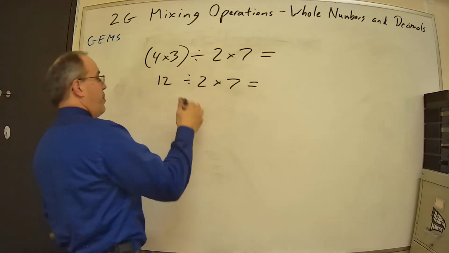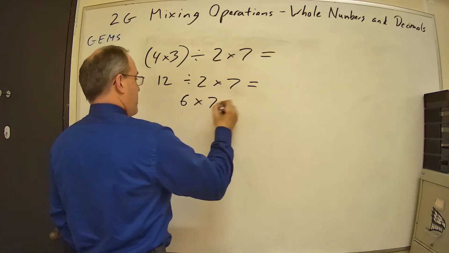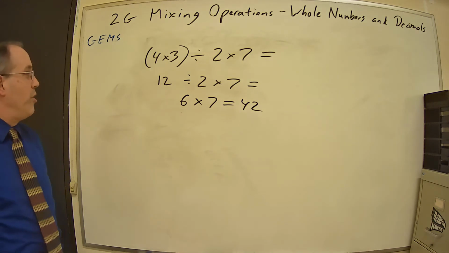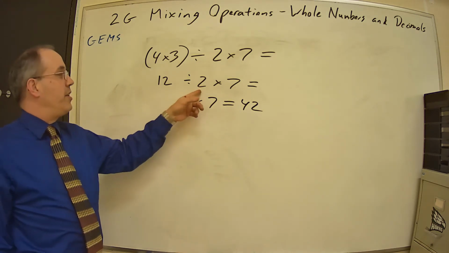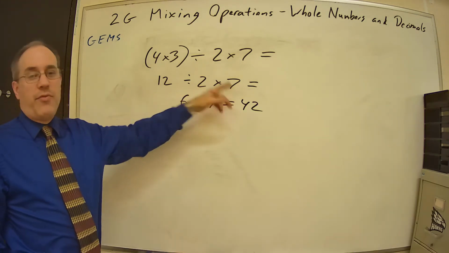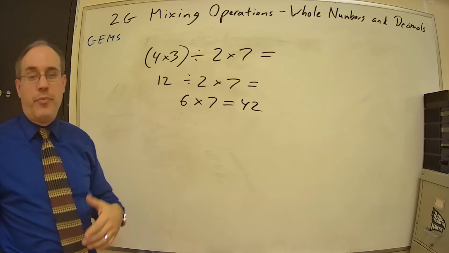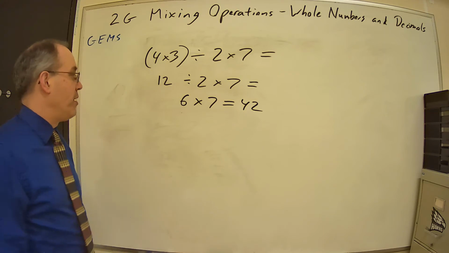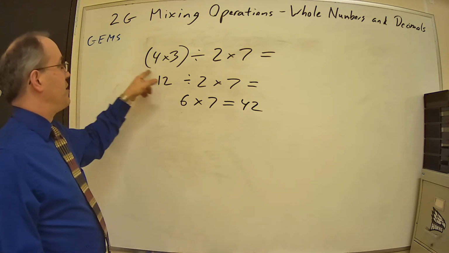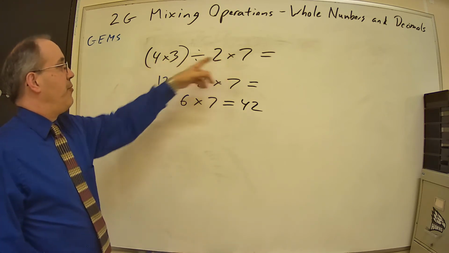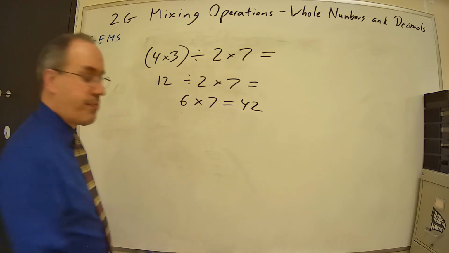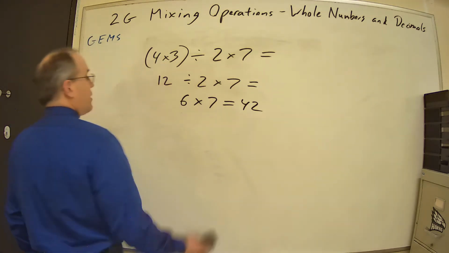So 12 divided by 2 is 6. 6 times 7 is 42. Whereas we would have run into problems again if we had done multiplication first. 2 times 7 would have been 14. We would have had 12 divided by 14. At least it would have been a positive number this time. But order of operations says do grouping, and then when we get to multiplication division, work our way left to right. Let's try another one.